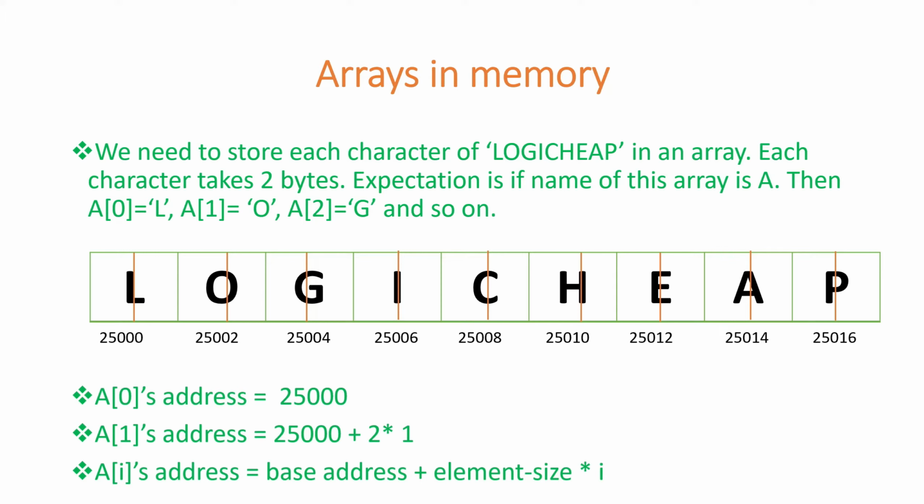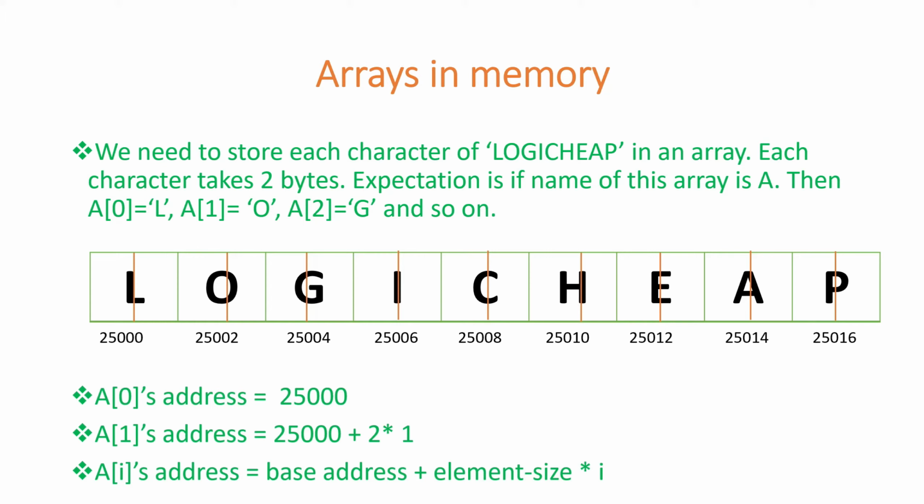So one possible way is to allocate contiguous space in your primary memory and give 2 bytes to each. Suppose the base address is 25,000. You will store L there. It will take 2 bytes. Then the next one is O, which you'll store at 25002. Now again, G, if you want to store it, it will get stored at 25004. So see, you are taking a contiguous space in memory.